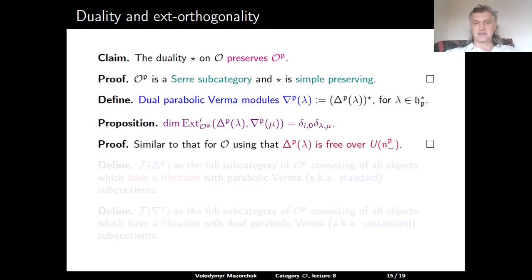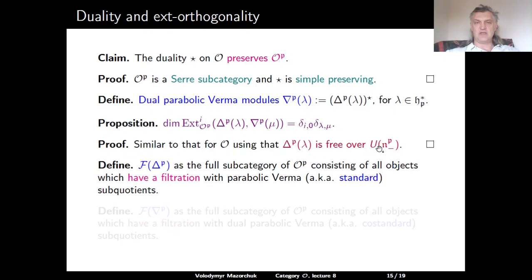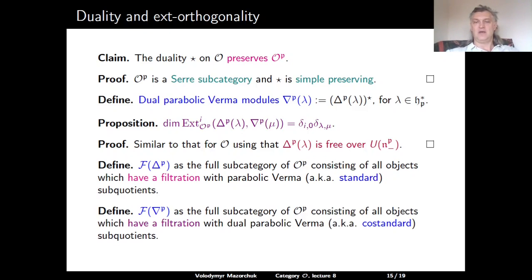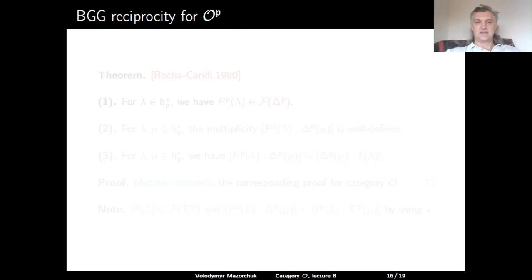And the proof is exactly the same as for category O, since we already mentioned that the parabolic Verma modules are free of finite rank over the universal enveloping algebra of the negative parabolic part n minus p. So similarly to category O, we can define F delta P as a full subcategory of OP consisting of all objects with parabolic Verma flag, and F nabla P dually as a full subcategory of OP consisting of all objects with dual parabolic Verma flag. So this slowly leads us to the BGG reciprocity for the parabolic category OP.